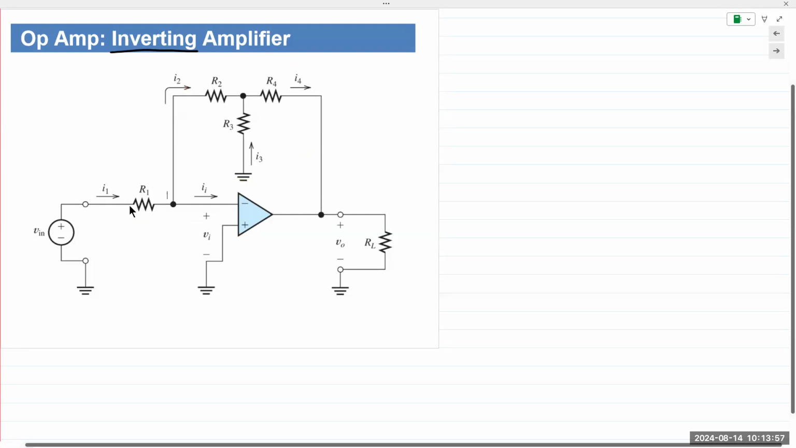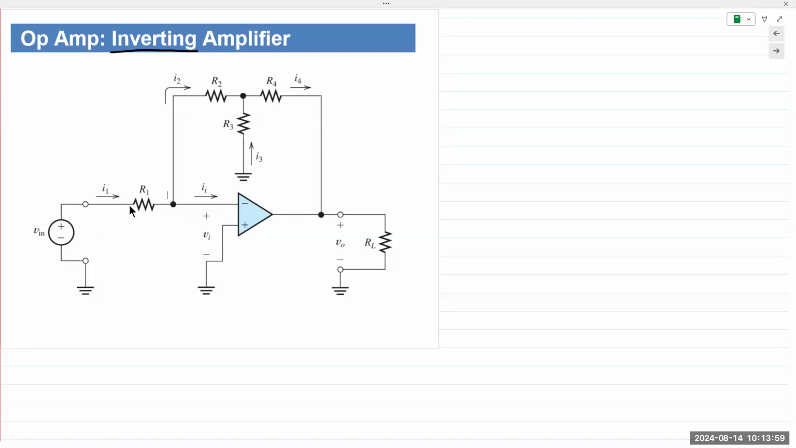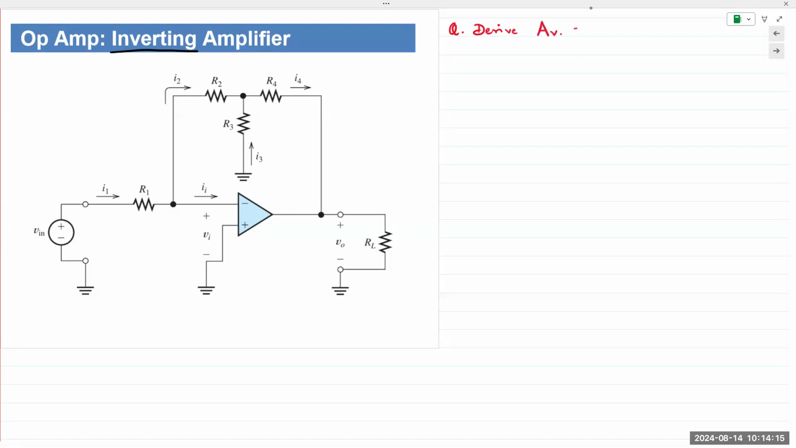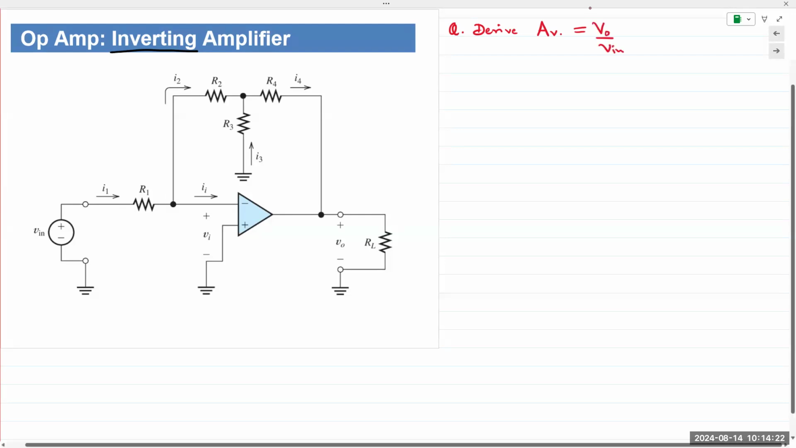So if you're presented with such a circuit, how do we analyze this? That's what you're going to do. The question would be: derive an expression for the gain of this op amp. AV, of course, is V out over V in. Or we could simply say, write an expression for V out.